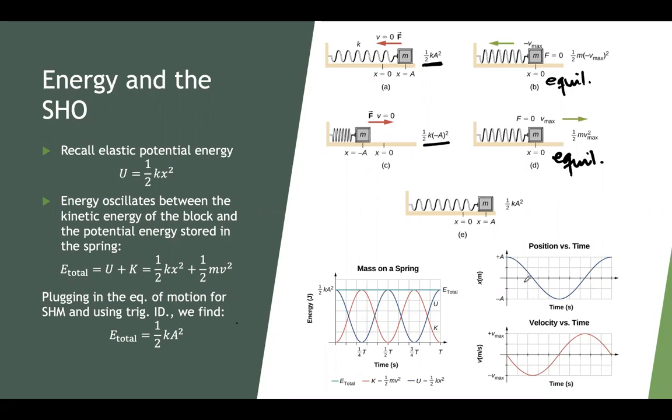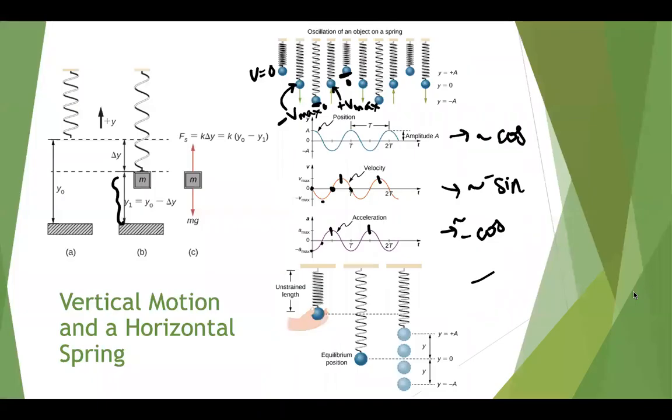We also have a position versus time and velocity versus time graph for this situation. Again, our position will start at maximum amplitude, go down to minimum amplitude, and then back up to maximum amplitude. And our velocity will start at 0, go down to negative v max, up to positive v max, and then back down to 0. Notice these are similar to the last slide, I believe.